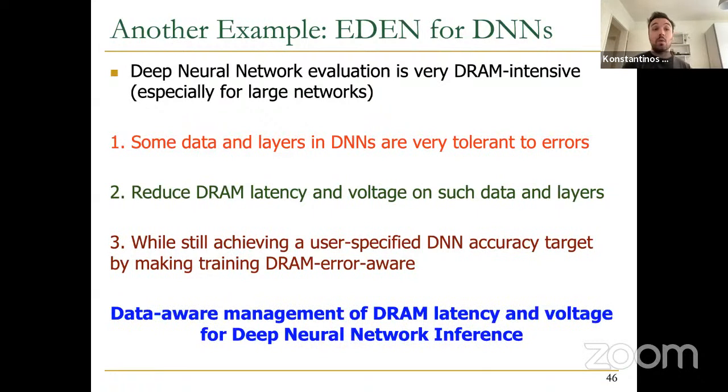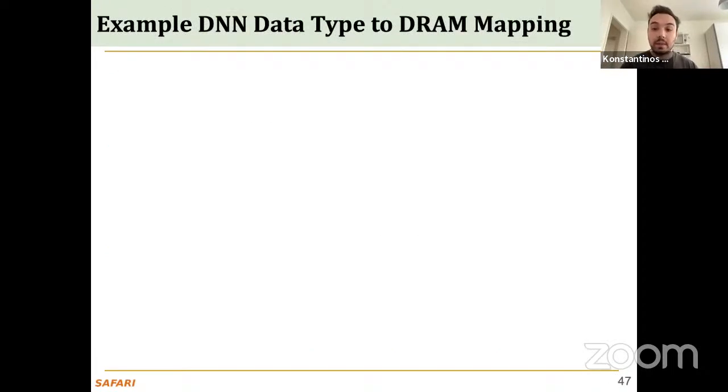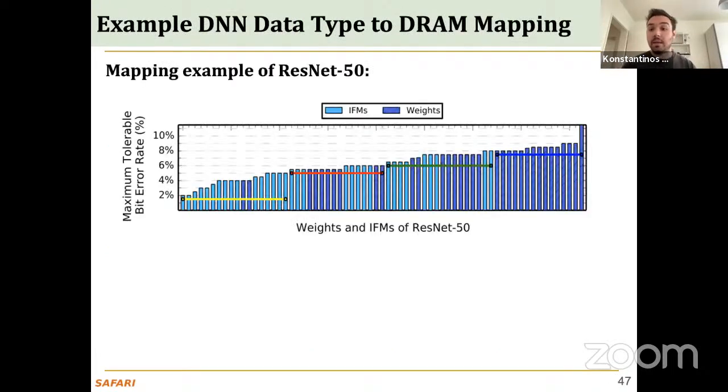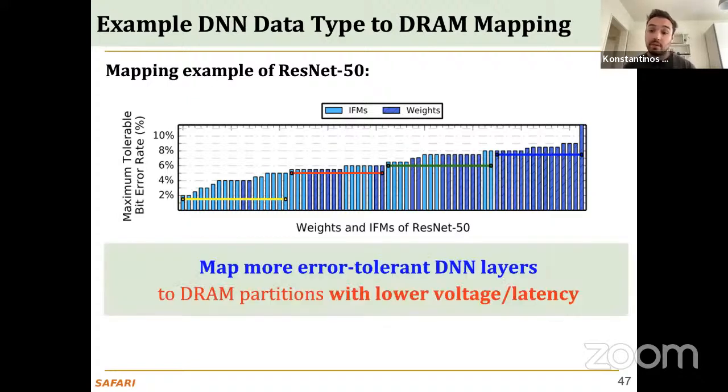At the end of the day, we want to perform data-aware management of DRAM latency and voltage for deep neural network inference. I'm giving you an example here. We use a DRAM chip partitioned into 4 voltage domains that can use many to 4 DNN-to-DRAM mappings. We use 4 different voltage values with error rates indicated by the yellow, red, and green lines. We map the more error-tolerant DNN layers to DRAM partitions with lower voltage and latency, and this way we benefit in terms of performance and energy.